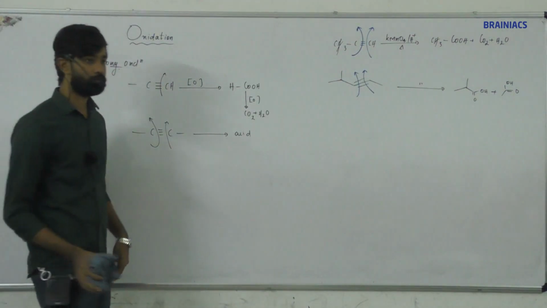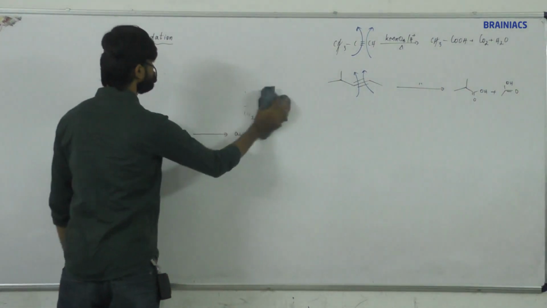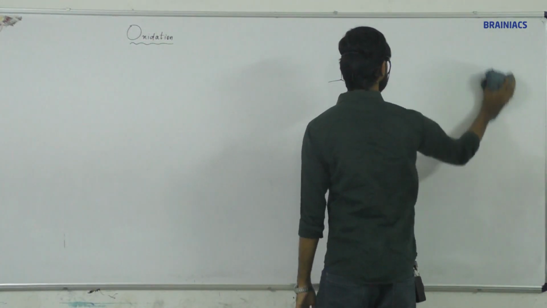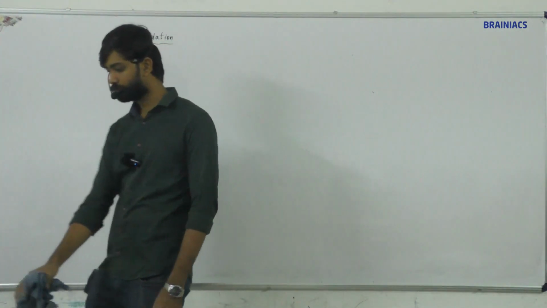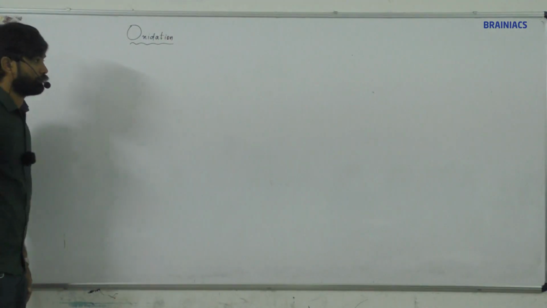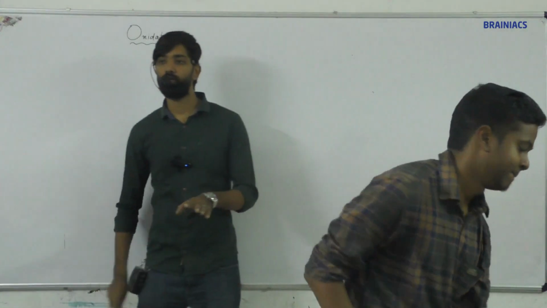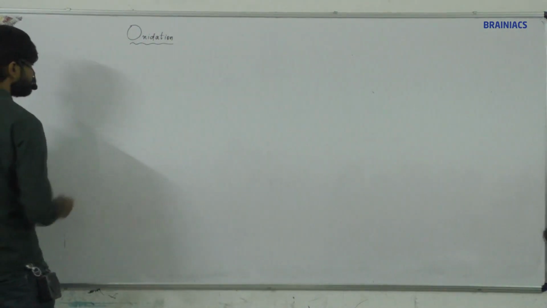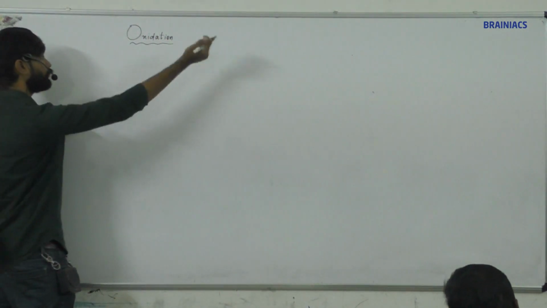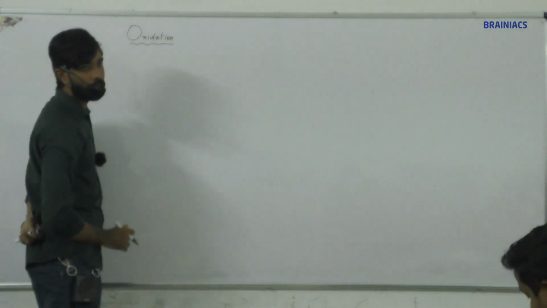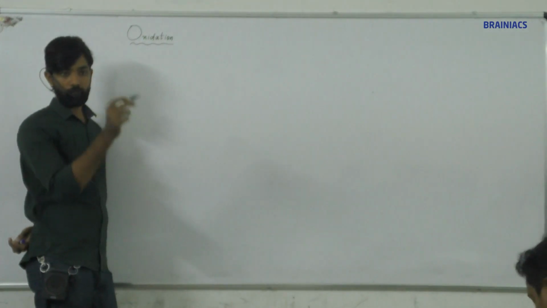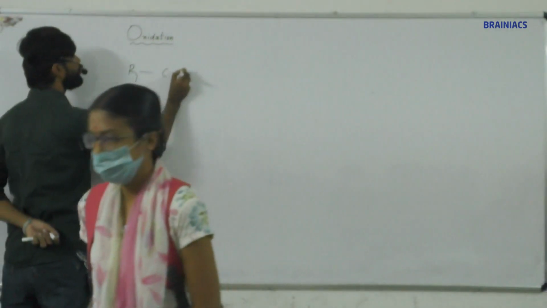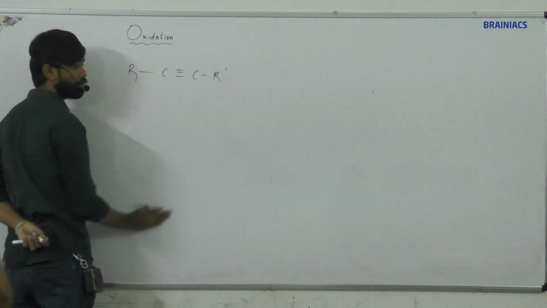Next, ozonolysis. Like your alkene, here also there are two possibilities, reductive and oxidative ozonolysis. What is the change? Listen, here we have a triple bond. In case of reductive ozonolysis, the triple bond may break to form a dicarbonyl compound. Listen, if I have RC triple bond CR'.